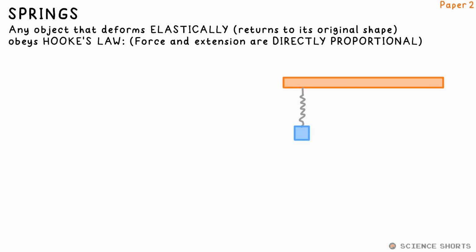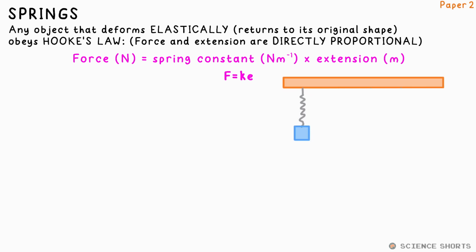Forces can also deform an object. If you pull on a spring that is fixed at one end, it will stretch or extend. Hooke's law states that F equals ke, or k delta L, or kx. That's force equals spring constant, sometimes called stiffness, times extension. The unit for spring constant is newtons per meter, at least it is if extension is in meters.